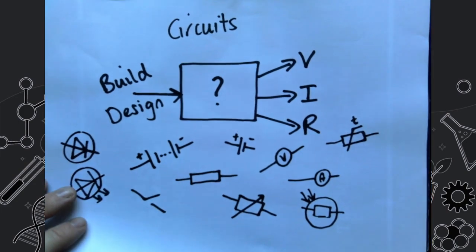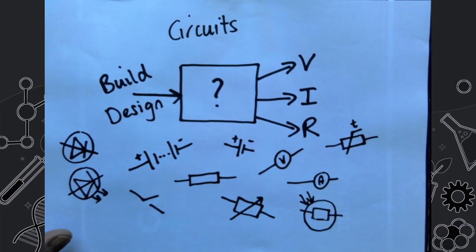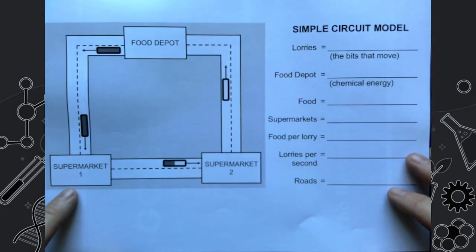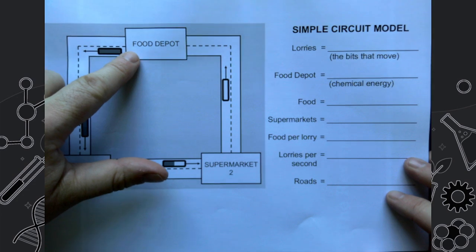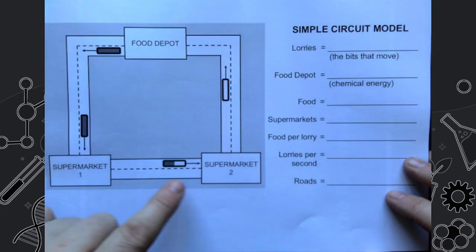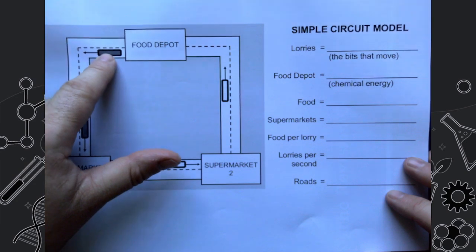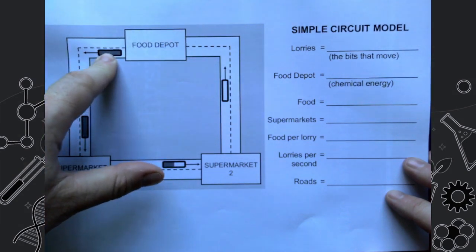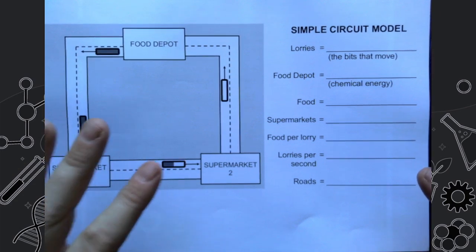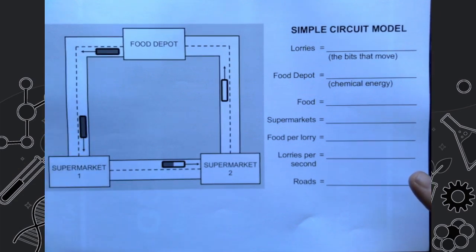Now, I established this over the course of my teaching career. I've settled on this as being my way to explain circuits. We have a food depot, we have roads that connect up supermarkets, and we have lorries. These little rectangles are lorries. I want you to notice the only thing that moves in the whole model are the lorries.